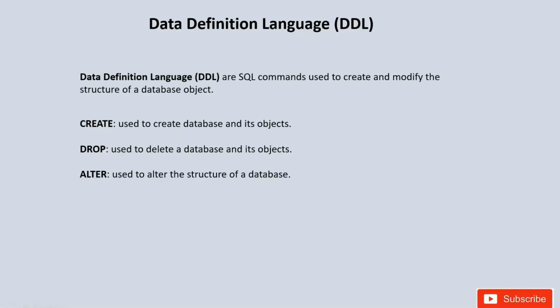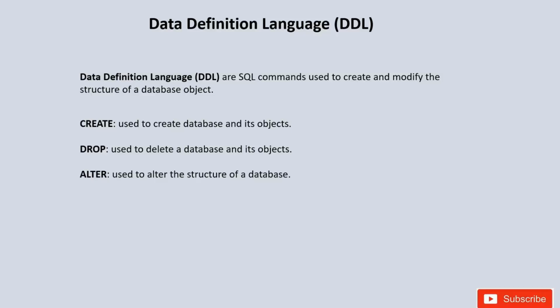Data definition language are SQL commands that are used to create and modify the structure of a database object. We have the create command, which is used to create a database and its objects. By the way, when we talk about objects, objects in SQL really just means anything that points towards data. So a table, for instance, is an SQL object. If you remember, earlier on we used the create command to create a database. We also used it to create a table.